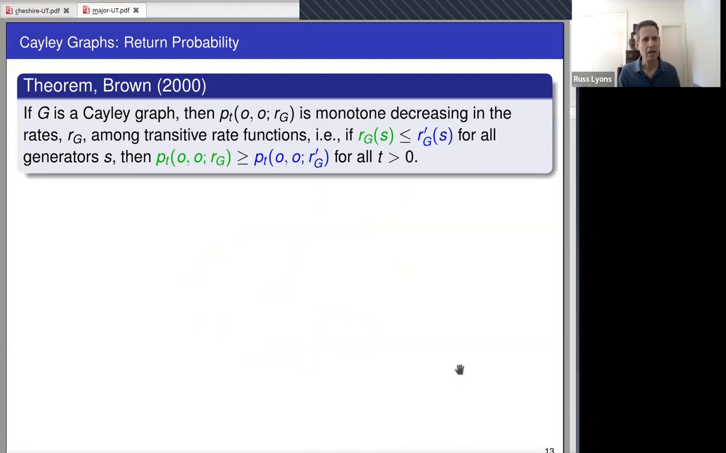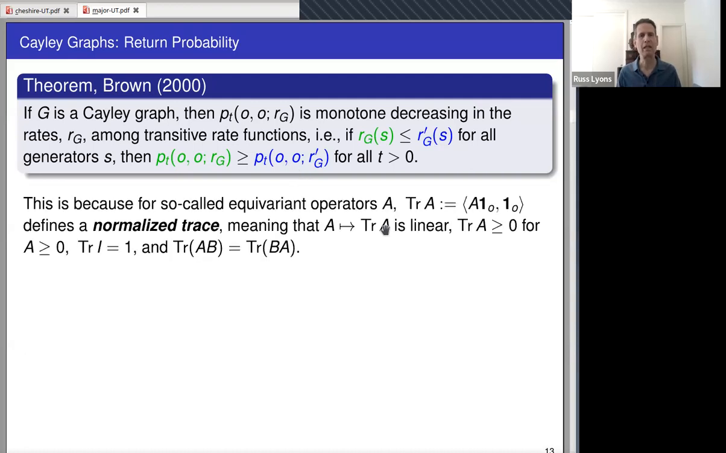So I said I was going to tell you what was known about this open question. Before the question was open in this generality, there were some theorems. The first one is by Brown, for finite graphs. It already follows from that result of Benjamin and Schramm, but this was even earlier. In 2000, if G is any Cayley graph, then these return probabilities are monotone decreasing in the rates among transitive rate functions. Another way of saying that is, transitive rate functions are functions now just of the generators. And if the rates go up, then the return probabilities go down for any time.